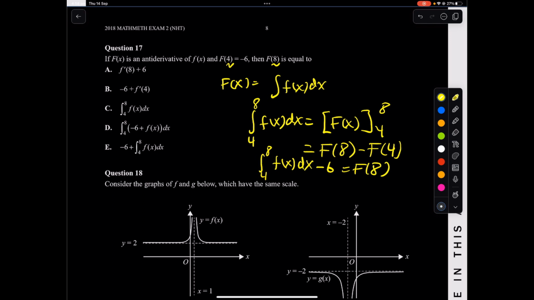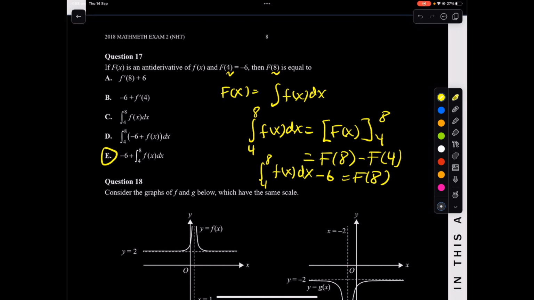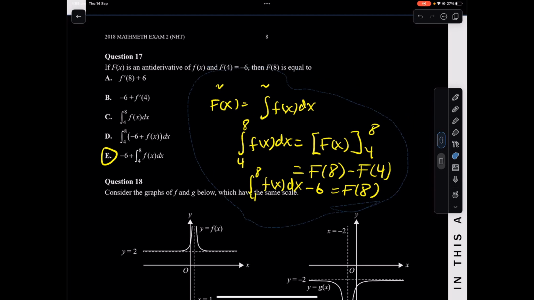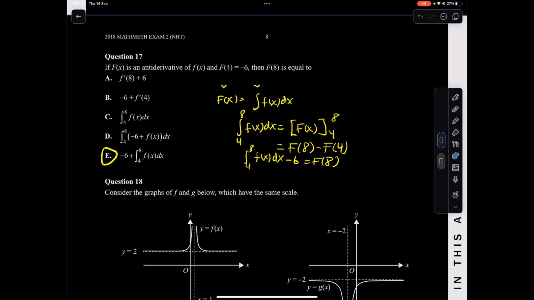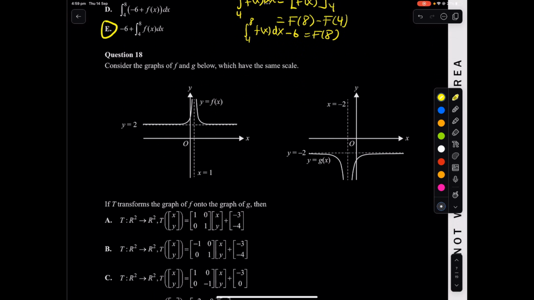Which one does that look like? Yeah, it looks like E. I think there was a similar question in the past exams. Yeah, so this question's not bad. You just need to know the property, like the actual definition of the integral, what the antiderivative is. Yeah, not too bad.